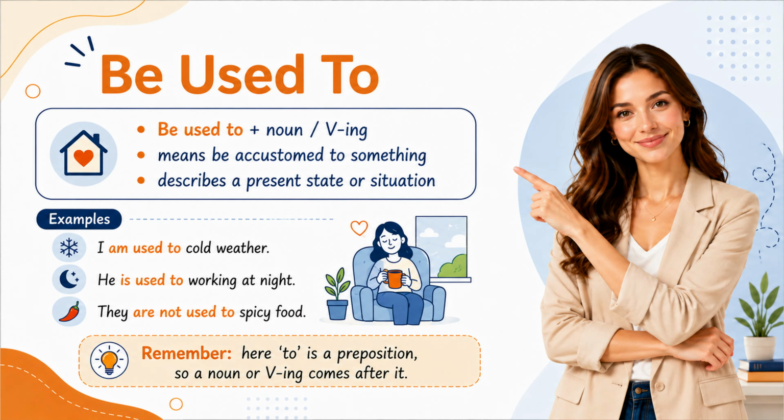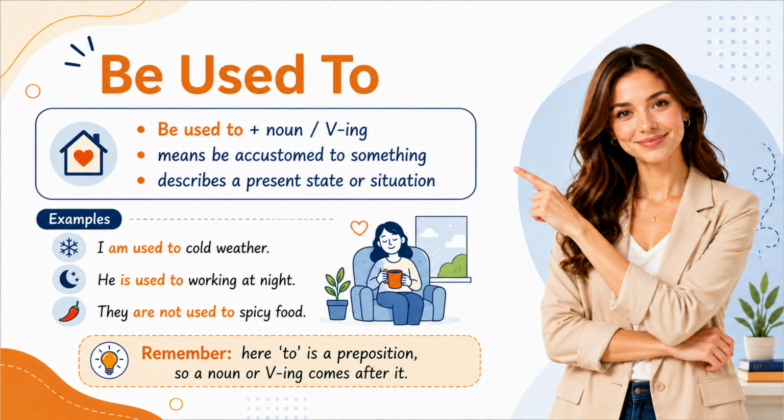Next, let's study be used to. The structure is be used to plus a noun or a verb ending in ing. Be used to means that something is already normal, familiar, or comfortable for someone. For example, I am used to cold weather. Cold weather does not bother me because I have experienced it many times.